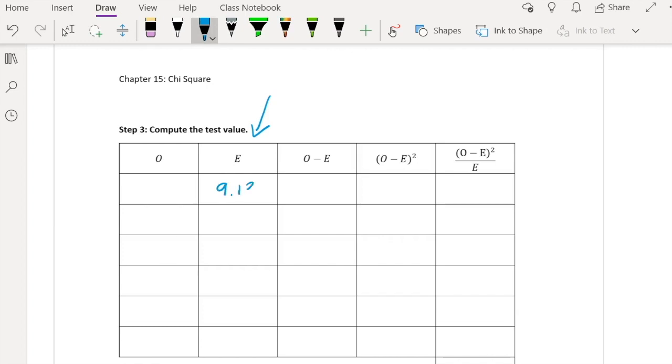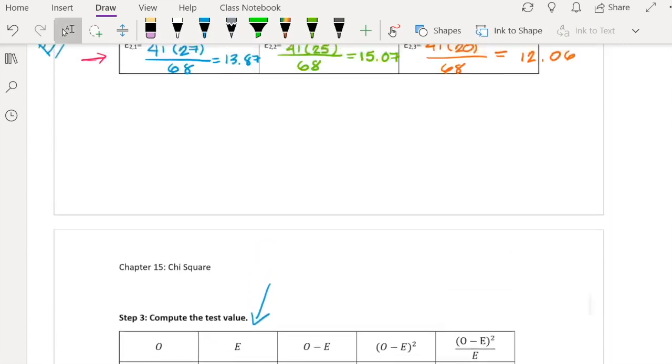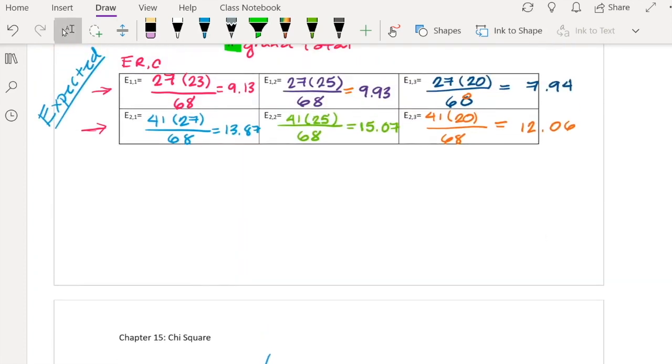So 9.13, 9.93, 7.94, 13.87, 15.07, and 12.06. Let me check my table. Yep, that looks pretty good.